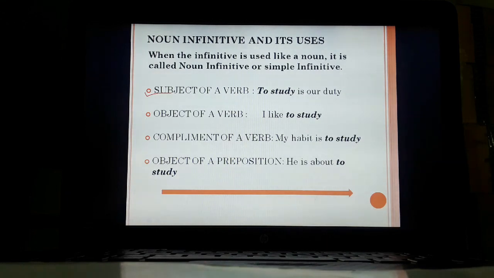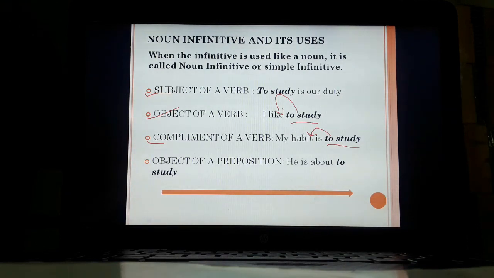In the second use, object of a verb. See, here to study is a noun infinitive, and it is an object to which verb? Like. Third, complement of a verb. My habit is to study. Here to study is a noun infinitive and it is a complement of the verb. What is my habit? My habit is to study. So the infinitive is speaking something about the verb.